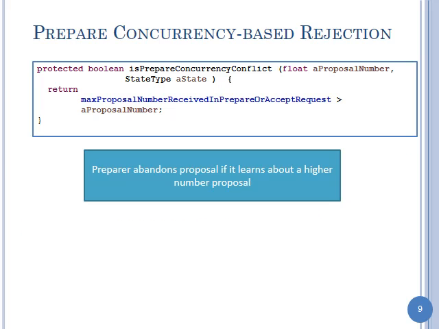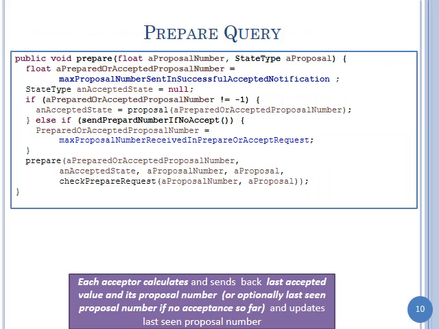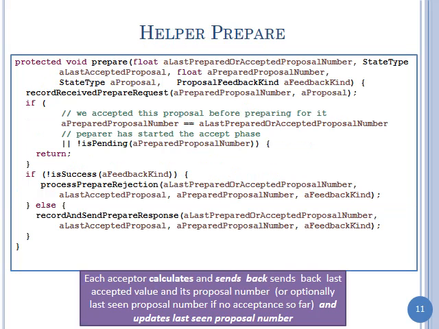And this code shows you how a concurrency conflict is determined. This is pretty much what we saw earlier in the algorithm: if the proposal number is earlier than what we have seen before, then we have a concurrency conflict. So let's go back to this code. We have calculated what we need to send using the help of check prepare request. Now we have to do the actual sending.